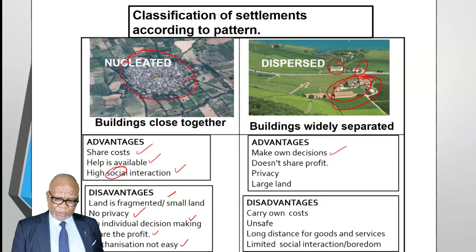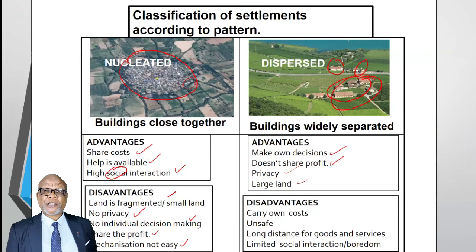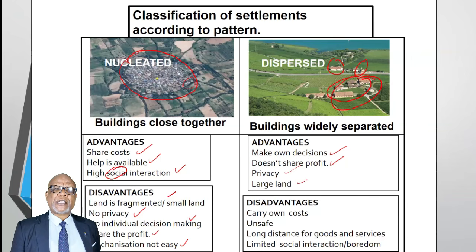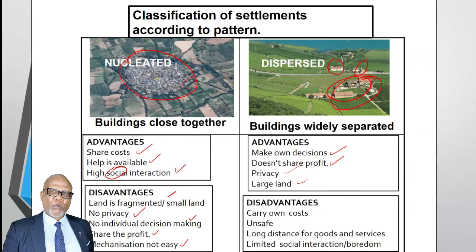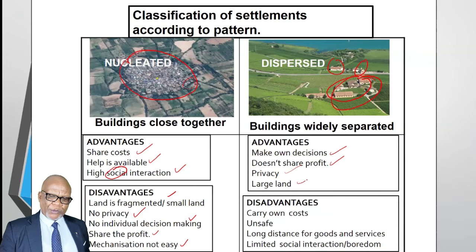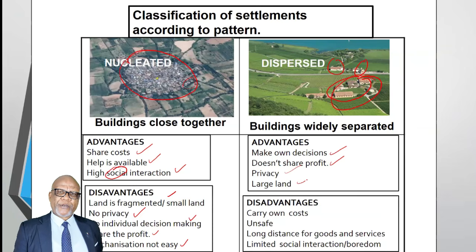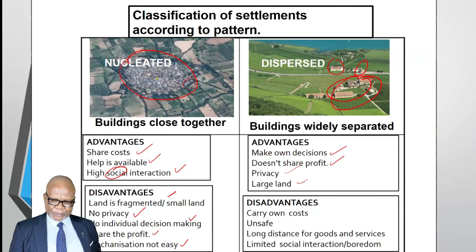factor. Now, doesn't share profit. So that one, it is outright economic. And privacy, there is privacy, so it is outright social. And then we have large land. So large land is very social. An individual has large land. Now, you can use large land as well to make it economic. There is large land, so there's going to be more production. And with more production, you're going to have more income or more profit. So when it comes to economic, all factors can be changed to be made economic.